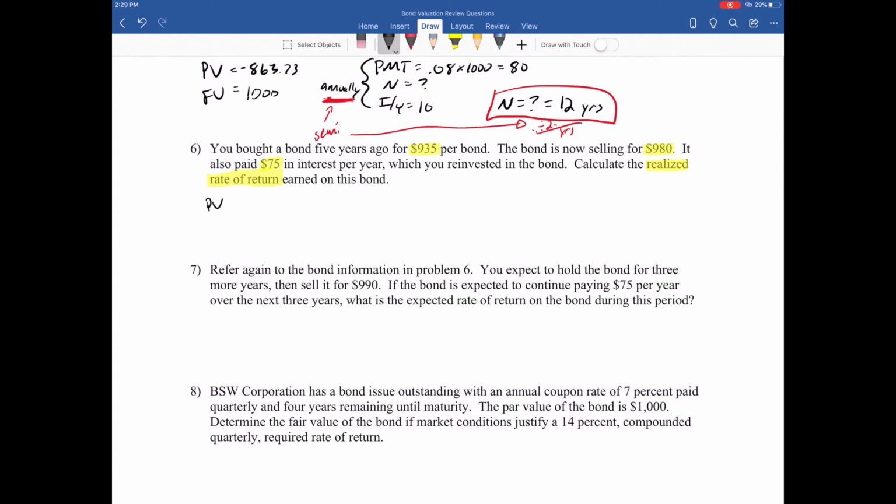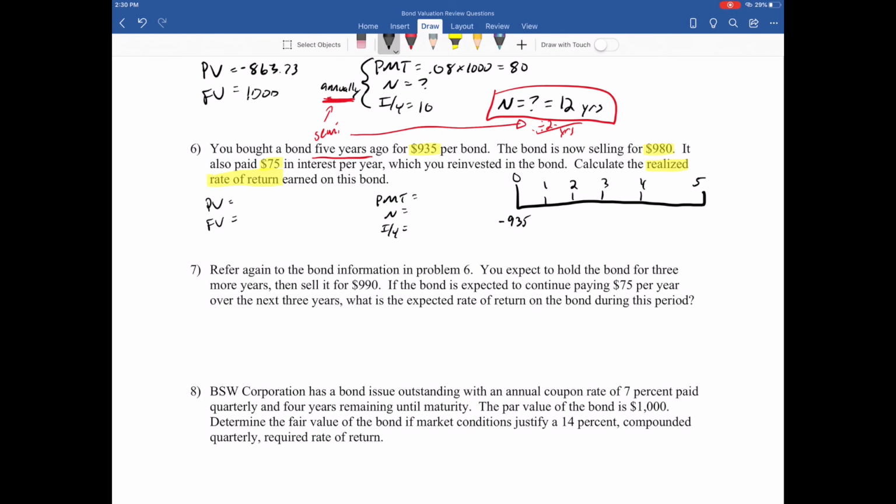So this is going to be slightly different on our inputs. And you can visually see this on a timeline. So once again, we can draw a timeline here. So it says that we first bought the bond 5 years ago. So here we have a 5-period timeline. And at the beginning of this period, we paid $935 for this bond, which I will notate as a negative value since that is a cash outflow to buy the bond.